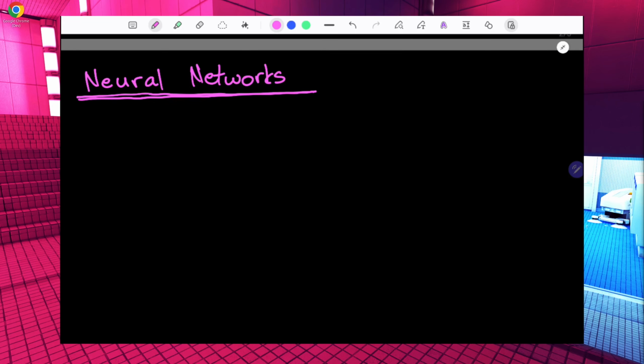Okay, so what are neural networks? What I know about them is, I hope I can draw this properly. Sorry, this was supposed to be a brain, but it looked like a butthole.